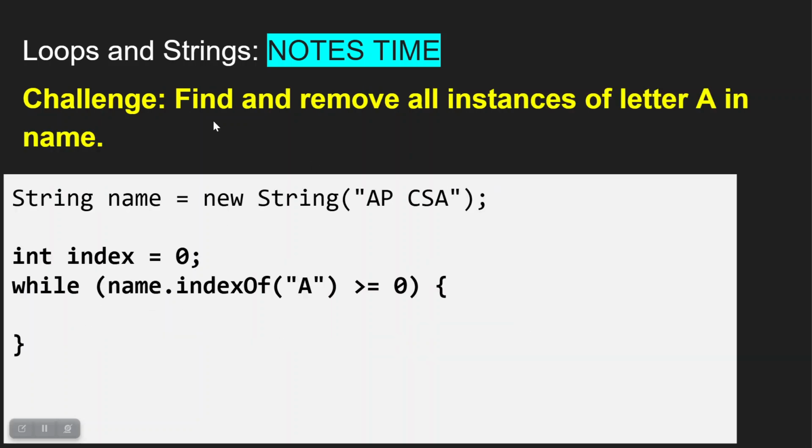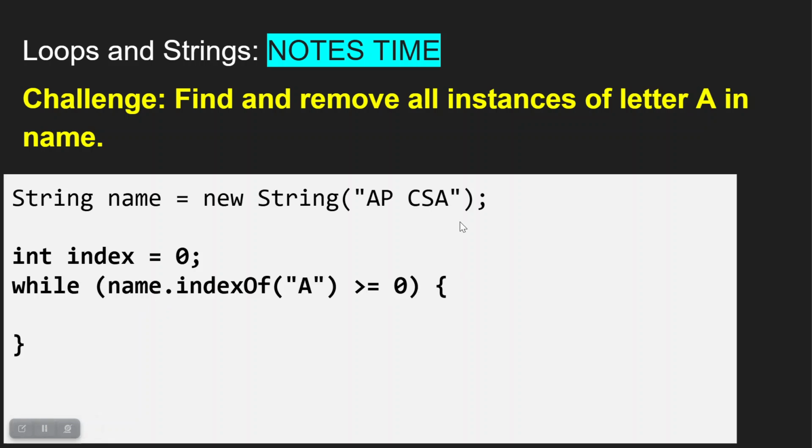All right, let's look at some other examples here. So now the challenge is find and remove all instances of letter A in the name, or in our variable name. So here we've got String name equals new String, AP CSA is what's being stored this time. And again, our challenge for this loop activity is to find and remove all instances of letter A. So since we're looking for a specific letter, I'll set up my while loop just like I did before. int index equals 0, and then while name.indexOf A is greater than or equal to 0.